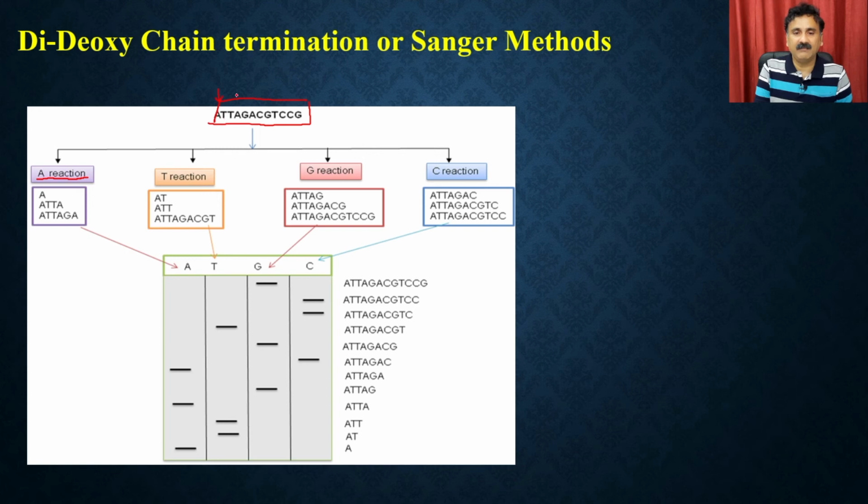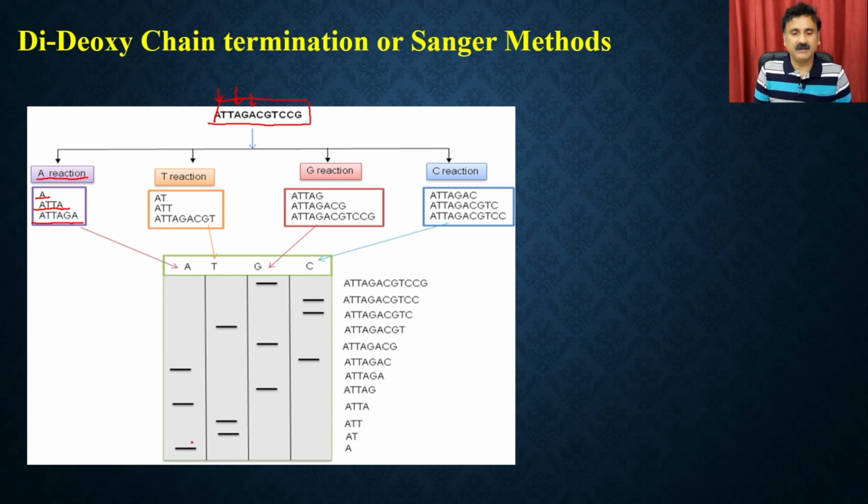For example, here you have A, here A, A here, and then you don't have A, right? So it is actually going to terminate. So it is actually going to give you the fragments like A, ATTA, ATT, AGA, like that. So if you analyze them onto polyacrylamide gels or high resolution gels, similarly this is the T, right?